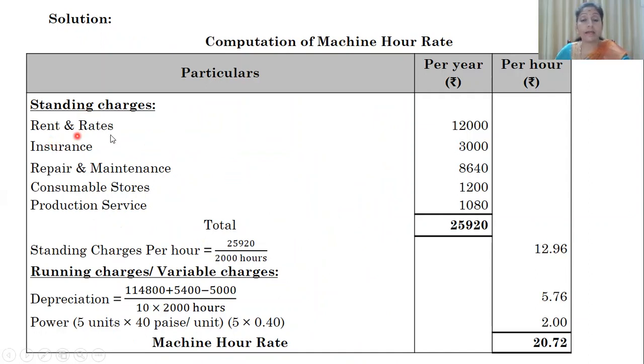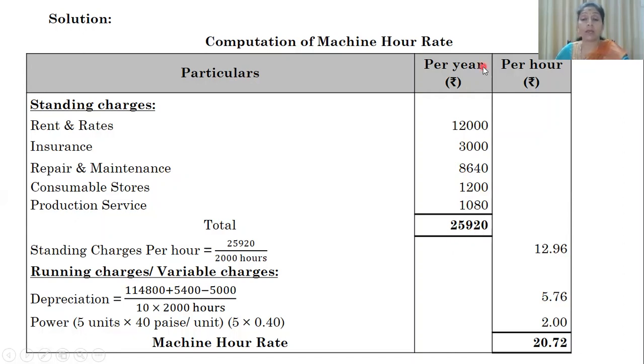Moving to standing charges. Rent and rates given in the problem, 12,000. Insurance, 3,000. Repair and maintenance, 8,640. Consumable stores, 1,200. Production services, 1,080. So we have to total it. These are all given per annum, these are the yearly expenses. Then 12,000 plus 3,000 plus 8,640, 1,200, 1,080. What is the total?